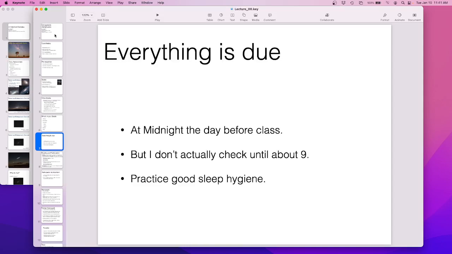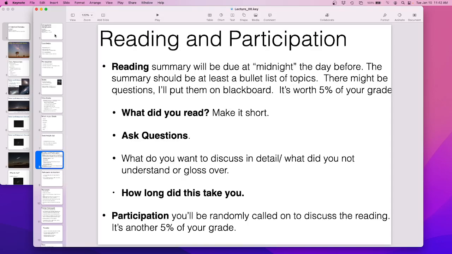Okay, everything's always due midnight the night before class, so that way I can start the day. I start preparing for class, I grade your homeworks, and then we talk about it. That being said, I don't actually start looking at them until like 9 o'clock. So I put the deadline sometime the day before, and then I look at them in the morning. If you turn it in at 2 o'clock in the morning, I don't really care. But practice good sleep hygiene. So don't kill yourself over it.